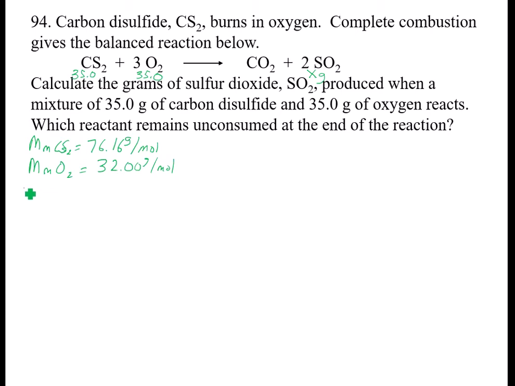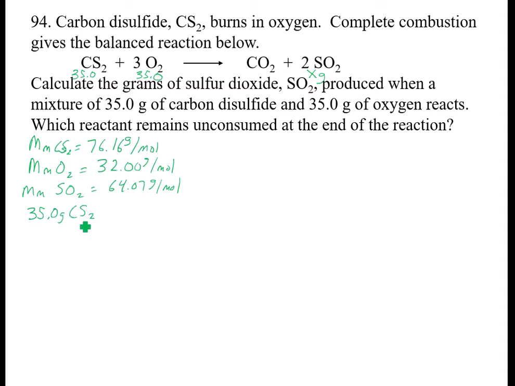Okay, and the molar mass of sulfur dioxide is 32 plus 32.07 plus 32, which is 64.07 grams per mole. So like I said, I have to do the same thing as I did before, which is I start out with the mass. I'm going to start with carbon disulfide because it's the one on the left. It doesn't really matter. So I have 35.0 grams of carbon disulfide.